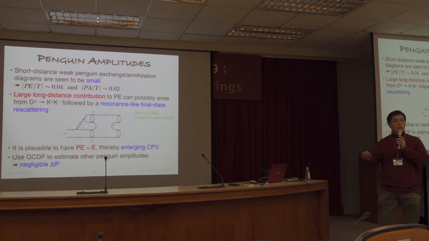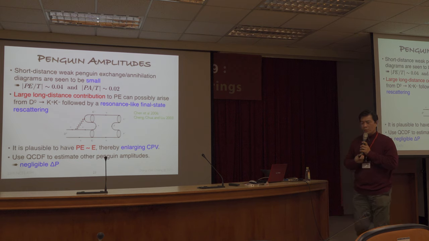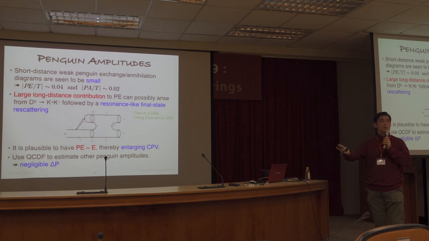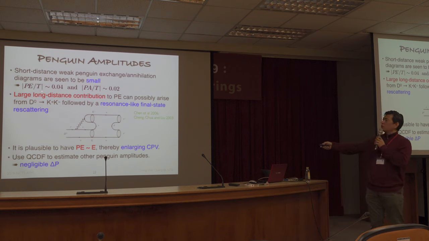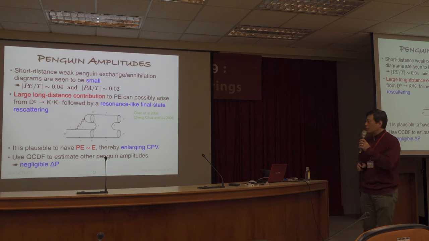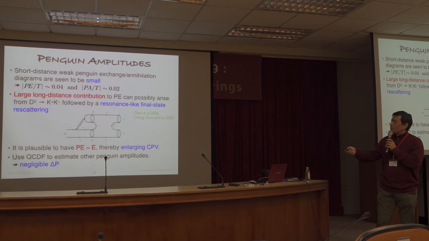So now to explain the CP asymmetry, we need to include the penguin contributions as well. Even though they are very small, they don't really contribute much to the branching ratio. But when you calculate the CP asymmetry, you get the interference from the two types of diagrams. If you just use factorization calculation, you will see that these diagrams compared to the trees are at a few percent level. But for the PE diagrams, people found a long time ago that you can have this kind of final state rescattering effect.